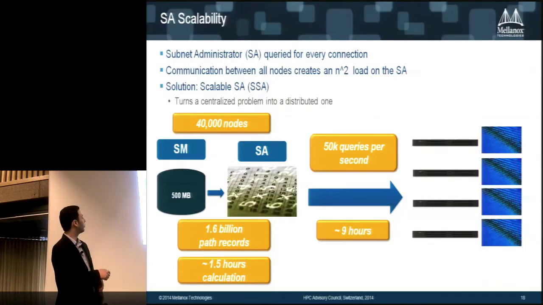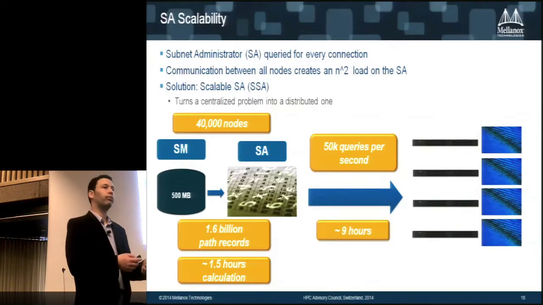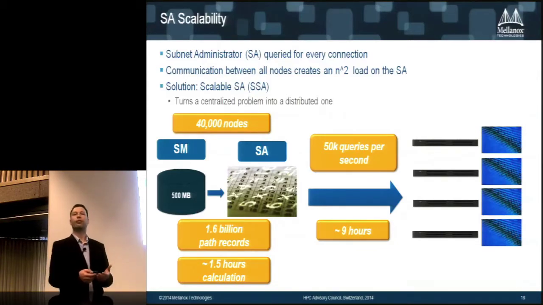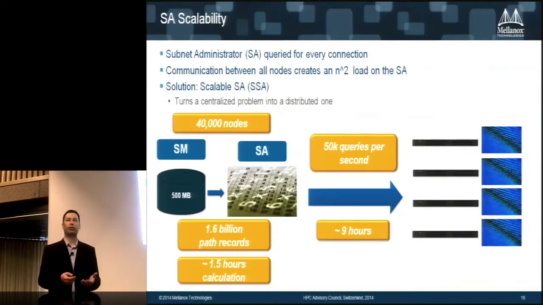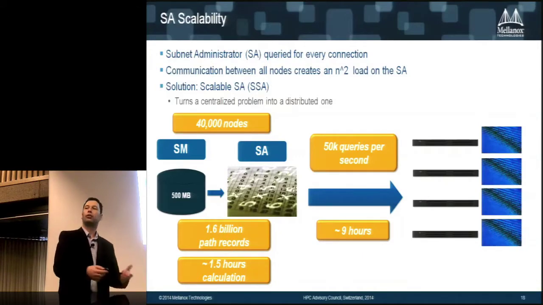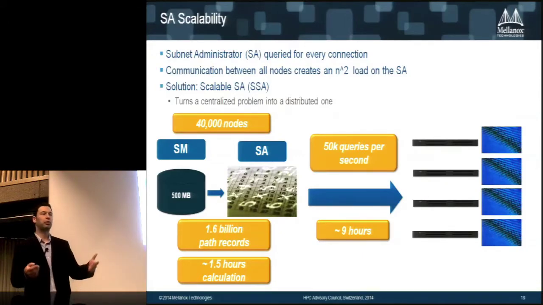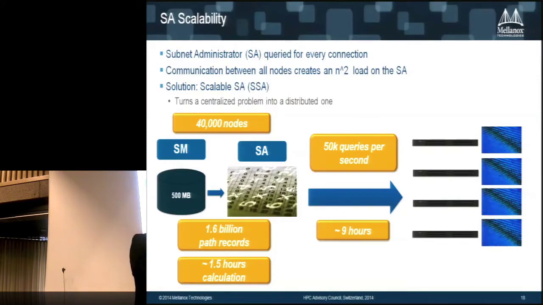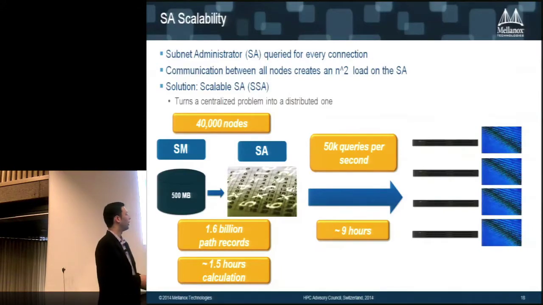So basically, we took all those 1.6 billion path records and we divided them among a number of nodes that will process those queries. So we kind of distributed that work of calculating the path and responding to the path queries. And once this is distributed, it can be distributed theoretically to all the nodes, but we took an approach that it will be distributed to 1/100 or 1/200 of the nodes.